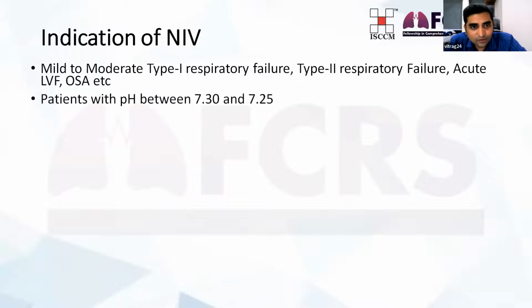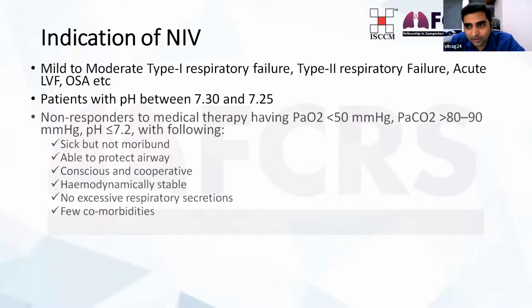COPD or neuromuscular disease, or any patient with pH between 7.25 to 7.30 with acute hypercapnic respiratory failure. But if patients are not responding to medical therapy with PO2 less than 50 and PCO2 more than 80, and pH is less than 7.2, ideally the patient may need intubation anytime, but we can avoid intubation and start non-invasive ventilation if the following conditions are met.